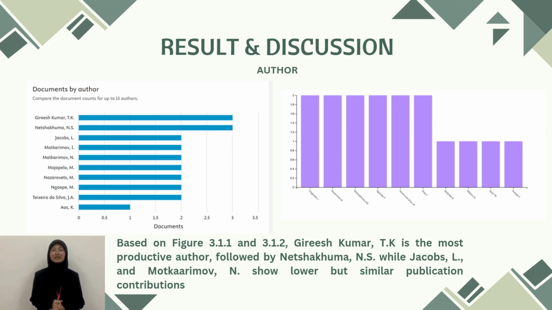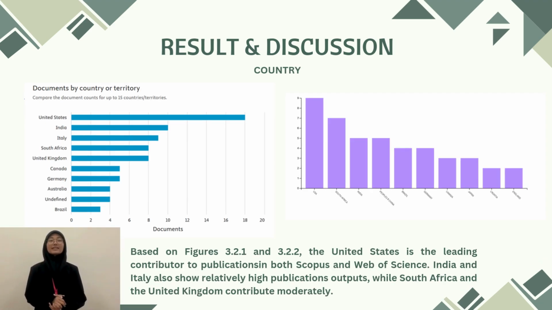This is followed by Natasha Kumar NS, who has a slightly lower but still substantial number of publications compared to the top author. Meanwhile, Jacobs L, Motkarimov L, and Motkarimov N each show a similar and moderate level of contribution with fewer publications than the top 2 authors. Although their publication counts are lower, these authors remain important contributors to the research area. Overall, the comparison highlights a clear difference in publication output between the 2 leading authors and the remaining 3 authors.